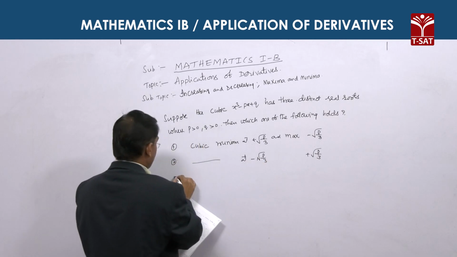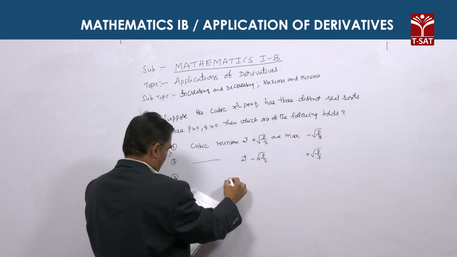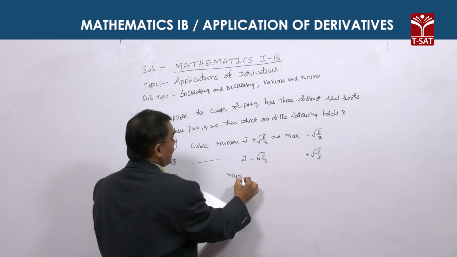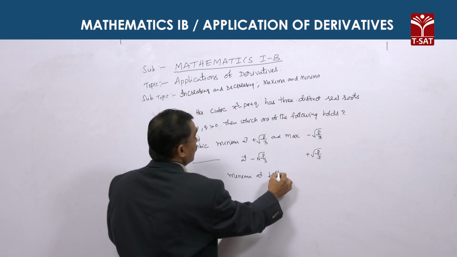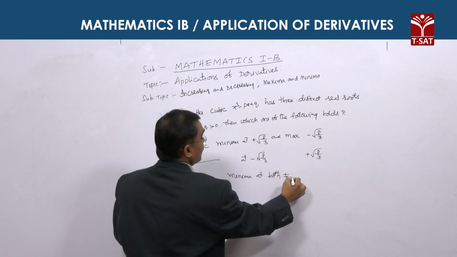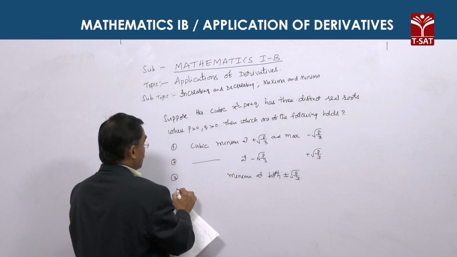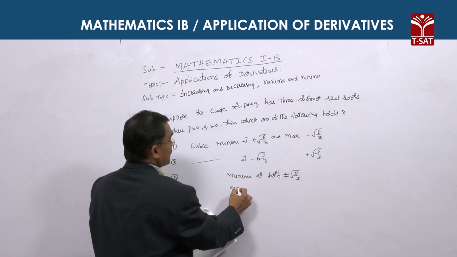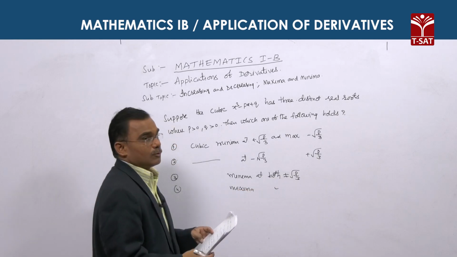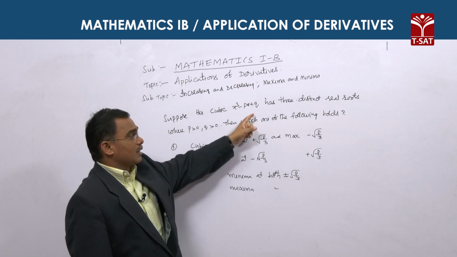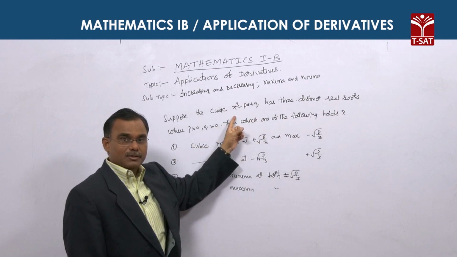And the third answer: the cubic polynomial has the minimum at both plus or minus root p by 3. And the fourth answer: the cubic polynomial has maxima at both plus or minus root p by 3. The given cubic polynomial is x cube minus px plus q.